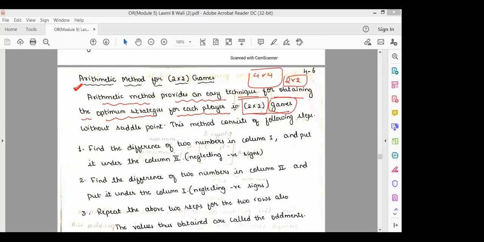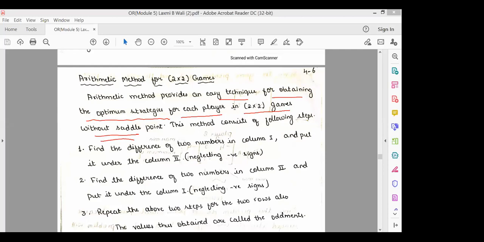The arithmetic method provides an easy technique for obtaining the optimum strategies for each player in 2x2 games without a saddle point. As I have told, in some matrices you will not get a saddle point. In such a case, how do we find the value of a game? By means of this arithmetic method. This method consists of the following steps, so we'll go through those steps.